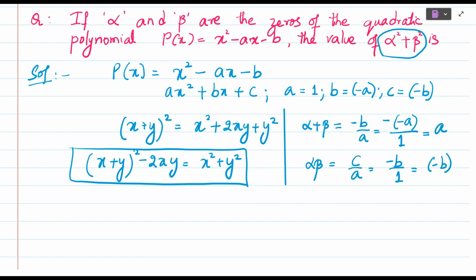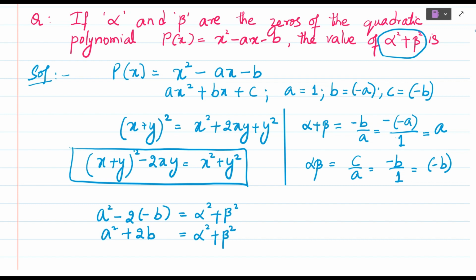So x square plus y square is nothing but, x plus y means our alpha plus beta, that is a square, minus 2 into xy. How much did you get? Alpha beta is minus b. 2 of minus b is equal to alpha square plus beta square. Here we have taken alpha and beta in terms of x and y. That's it, students. Now here a square minus 2 into minus b gives plus 2b. This is the value of alpha square plus beta square.